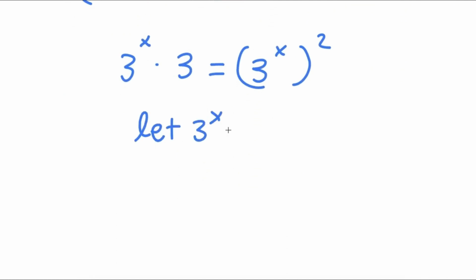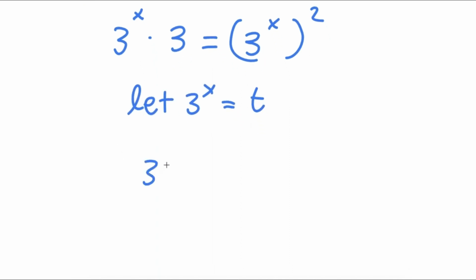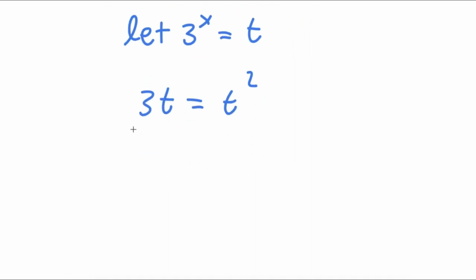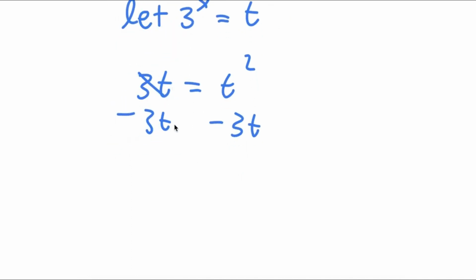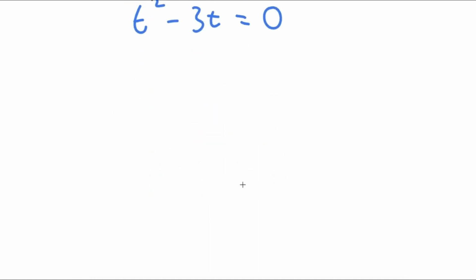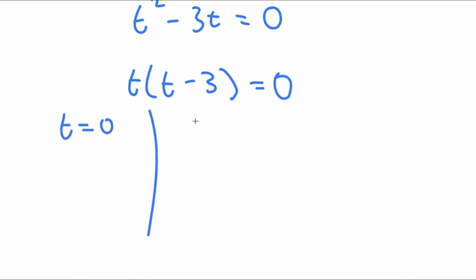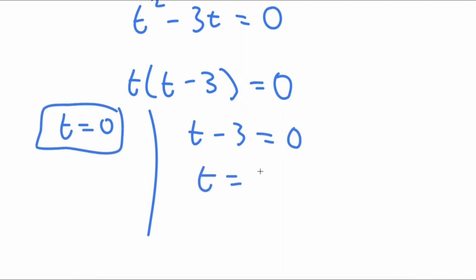Now I'm going to let 3 to the power of x equal the variable t. So now I have 3t is equal to t squared. Now if I subtract 3t on both sides, I get t squared minus 3t is equal to 0. Now if I factor out t, I get t times (t minus 3) is equal to 0. So I have two equations now: t equals 0, and t minus 3 is equal to 0. t equals 0 is already a solution for t. t minus 3 equals 0 means t is equal to 3.